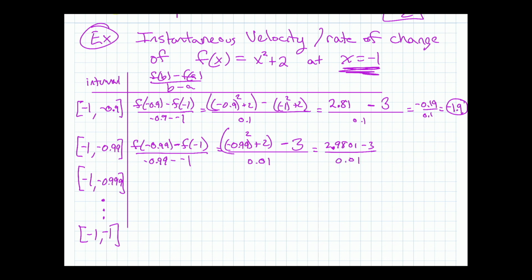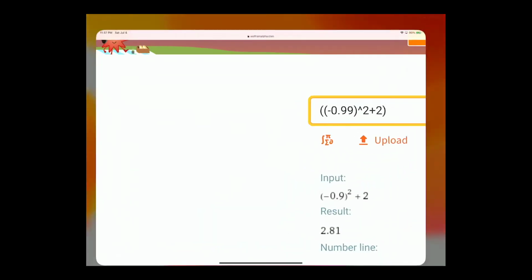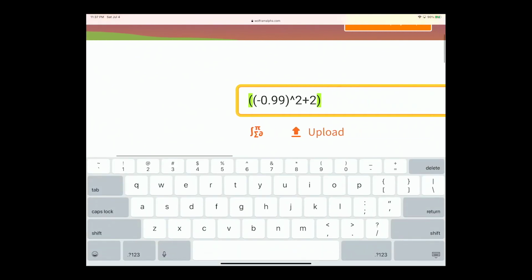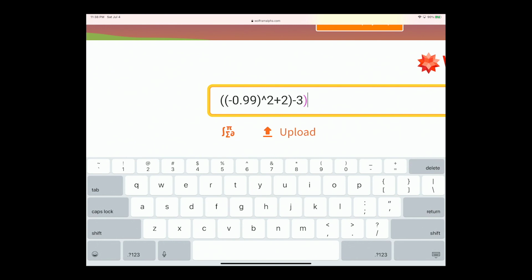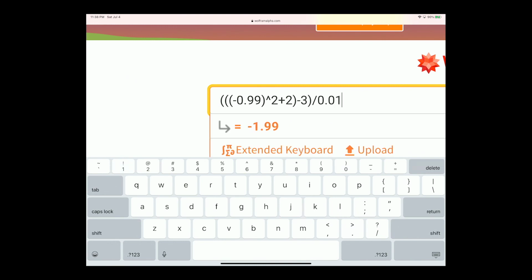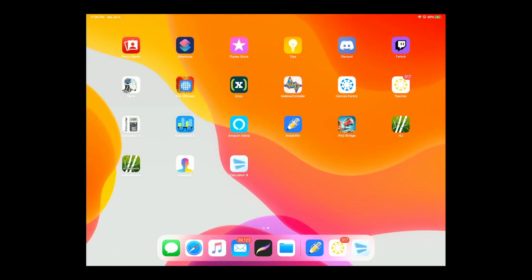All right, let's just do it on a calculator. Minus 3, close parentheses. That's the entire numerator, and we're supposed to go over 0.01. Negative 1.99.